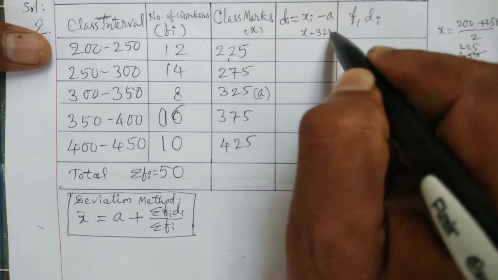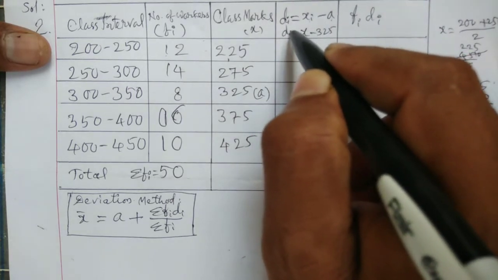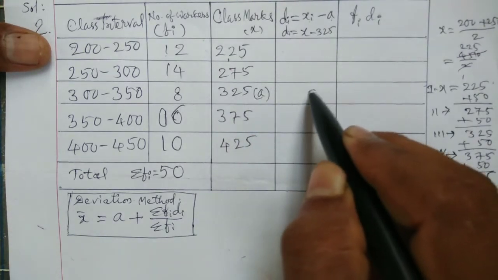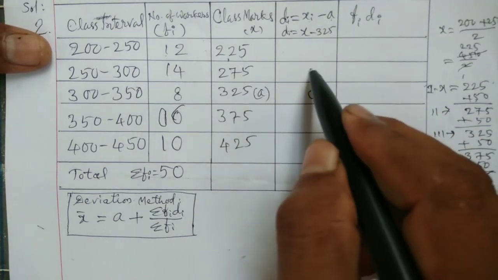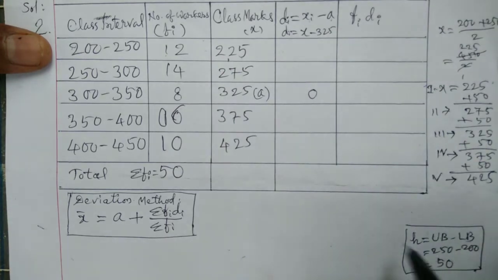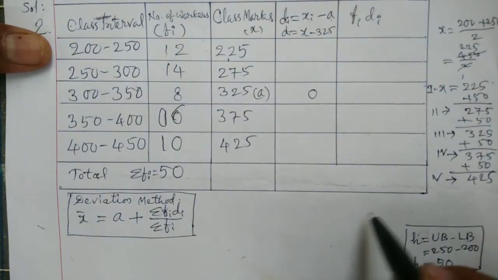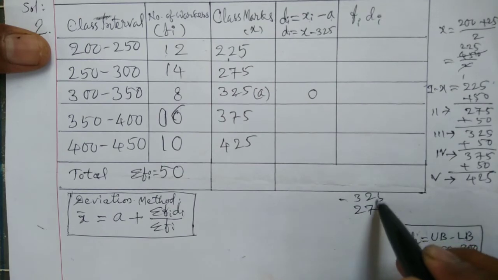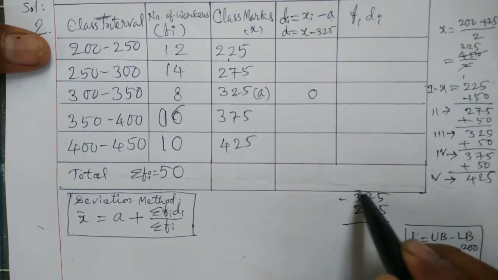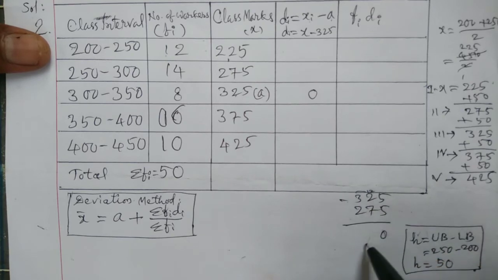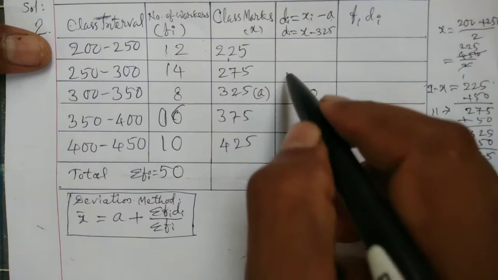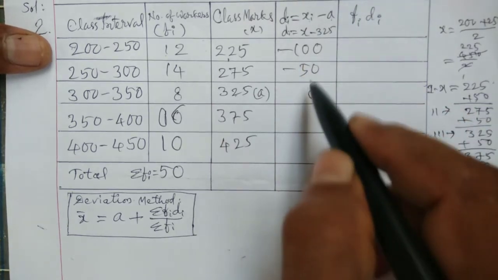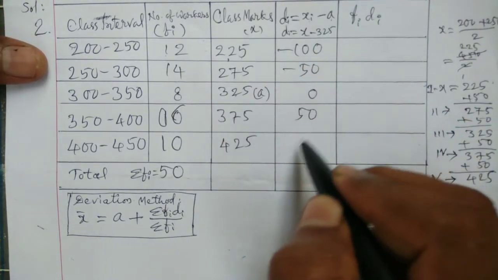d is equal to x minus 325. Here we will get 0. Next, x is 275, 275 minus 325, 275 minus 50 will come, minus 50. We understood here minus 100, and going up, plus 50, plus 100 will come.